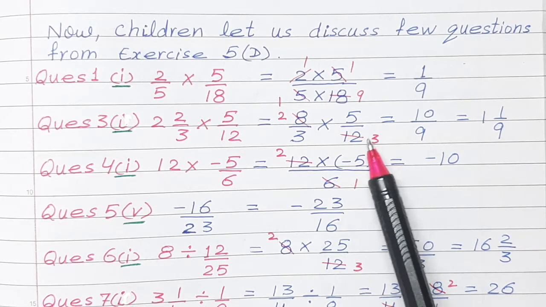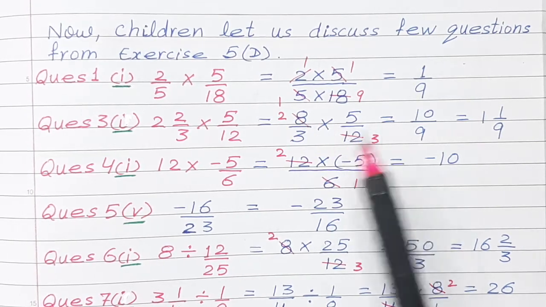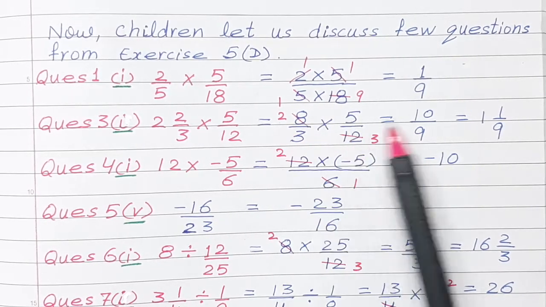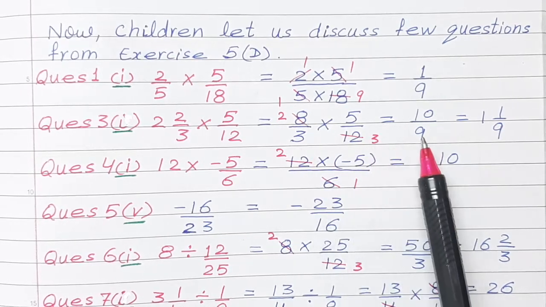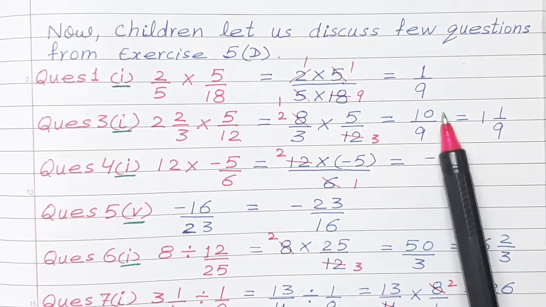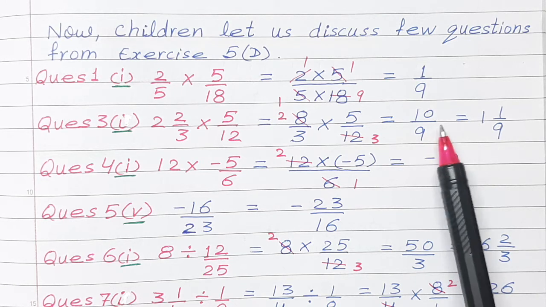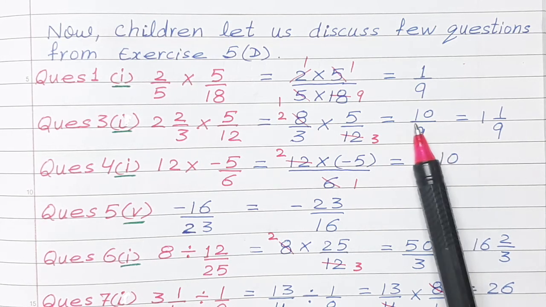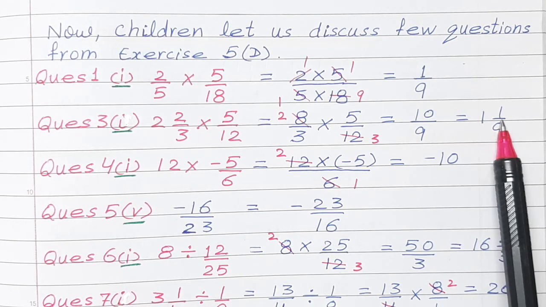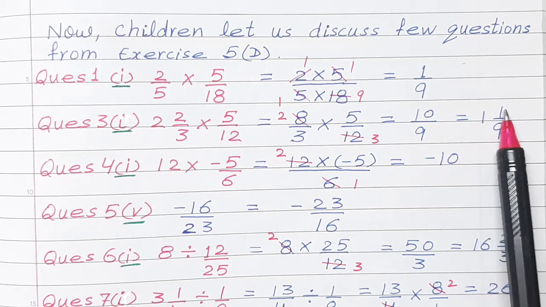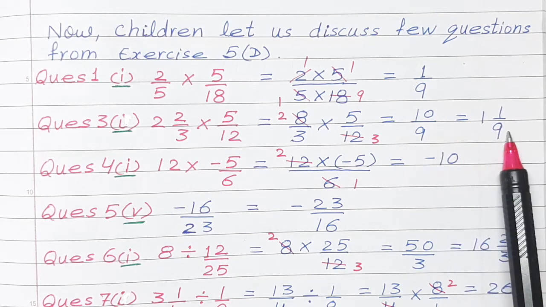Here also we can cancel the term, we can simplify it. This is 4 2s are 8, 4 3s are 12. So we are left with 2 5s are 10, 3 3s are 9. Now children, you can see that it is improper fraction. We never leave our answer in improper fraction. Whenever it is an improper fraction, we always convert into mixed fraction, right? So this is 9 ones are 9, 9 plus 1, 10, 10 by 9, right?